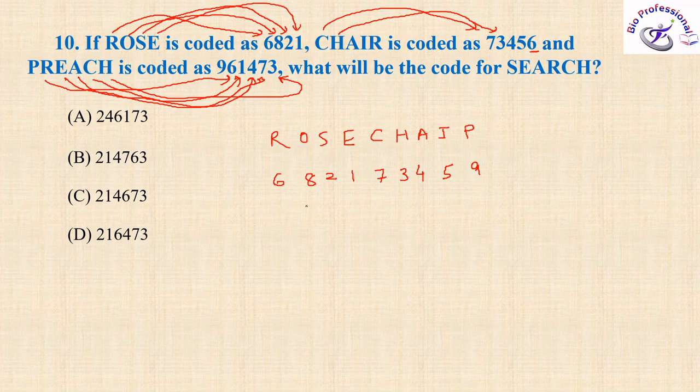Now what will be the code for SEARCH? S is 2, E is 1, then A is 4, then R is 6, then C is 7, and H is 3. So SEARCH means 214673. So option C is the correct one. Okay, so these are the 10 questions.